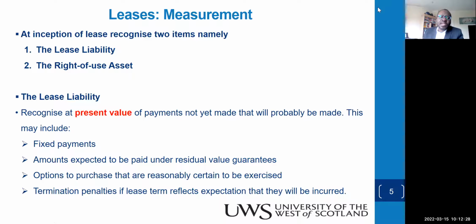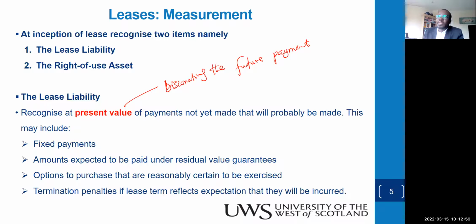The inception of the lease will give rise to two items, the lease liability and the asset that we have the right to use, the right of use asset. Now, the lease liability is recognized as the present value. Once we're talking of present value, it means we are surely going to be discounting the future payments, the future payments that are required of us.